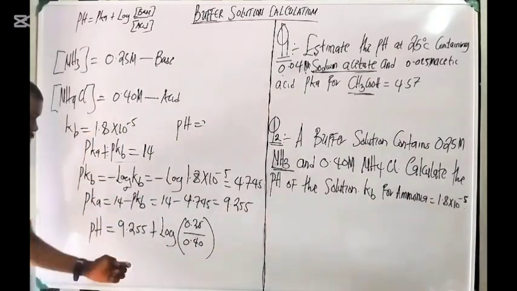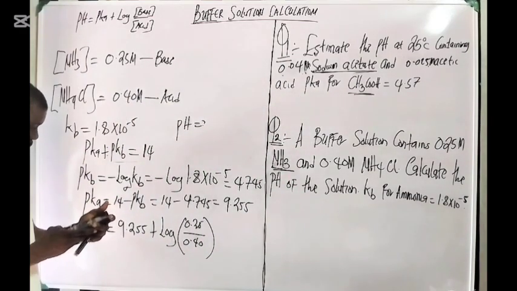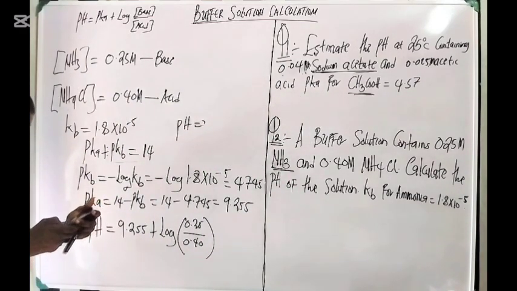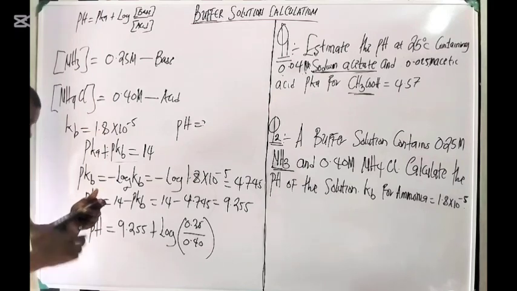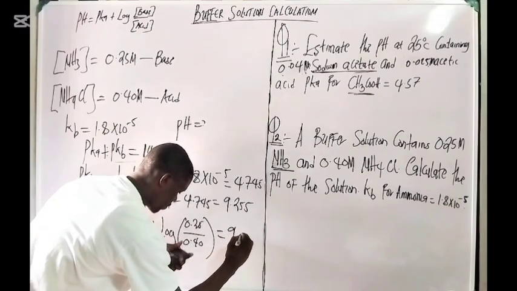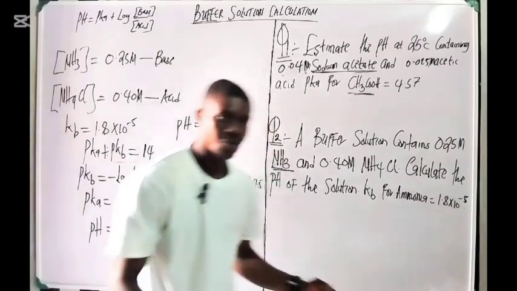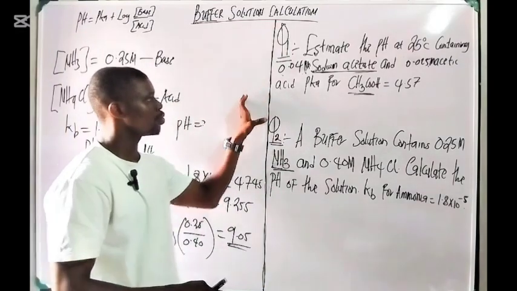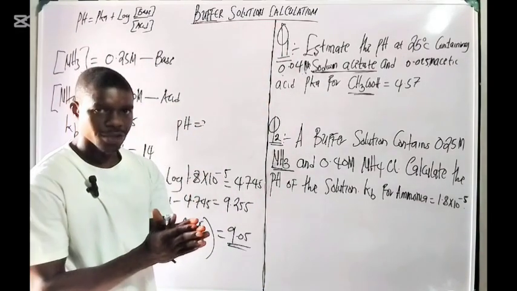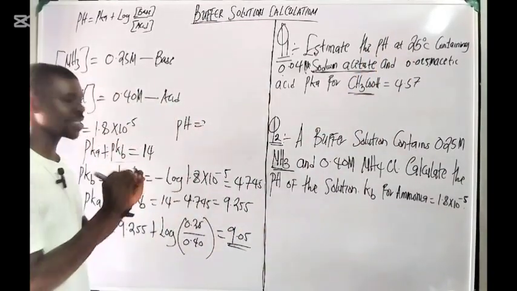So use your calculator here. We have 9.255 plus log of 0.25 divided by 0.40. So the answer is 9.05. That is the answer. So you can see how I can solve the pH of a buffer solution when it is an acid and when it is a base. So use this to master it.